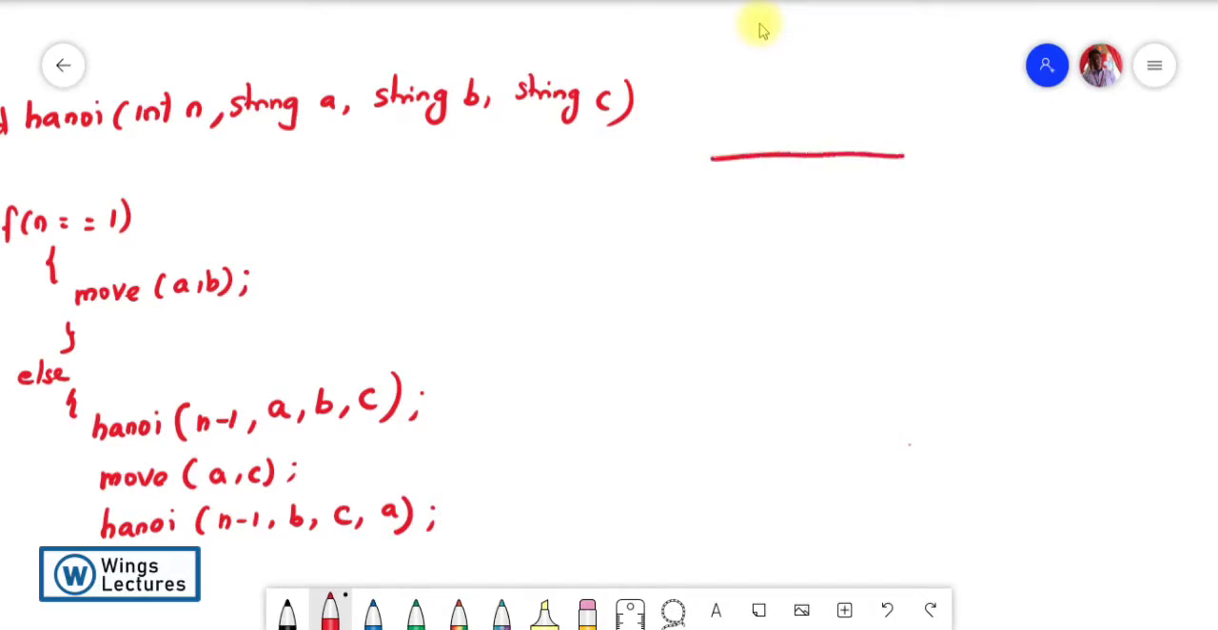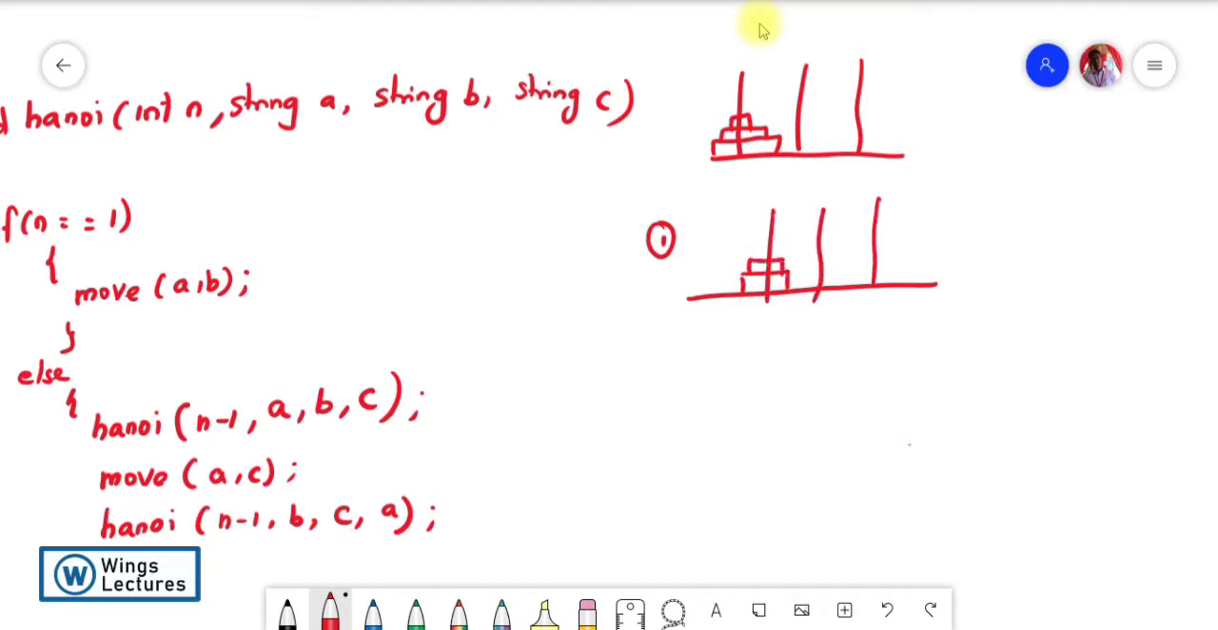So let's see, here we have the disks 1, 2, 3. This is the initial condition. On the first step, as per the rule, we can take only the upper one. So first I am going to move the first disk to C, and then I am going to take the second disk, the small one, to B, and the third disk will be here, in the second step.